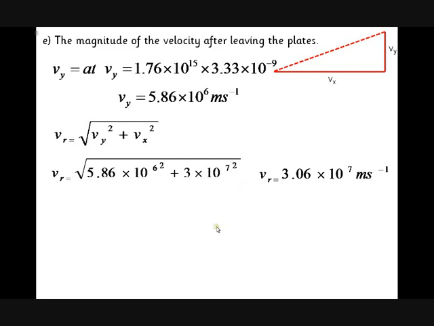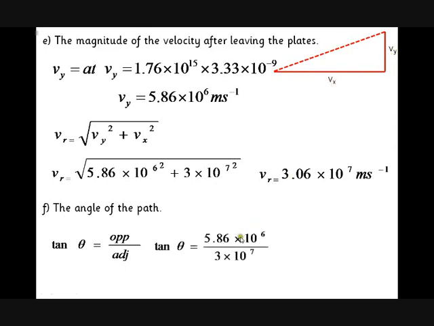Finally, the angle of the path. Well, here again we can use some Pythag. We can say that the tan of this angle theta is opposite divided by adjacent. I've got opposite as Vy and I've got adjacent as Vx. So if I just put in 5.86 times 10 to the 6 divided by 3 times 10 to the 7, which is Vx, work all that out, do an inverse tan, and I get an angle of 11.05 degrees.